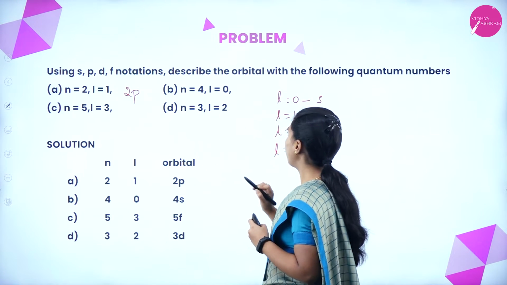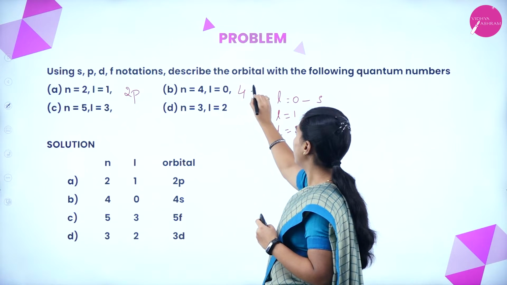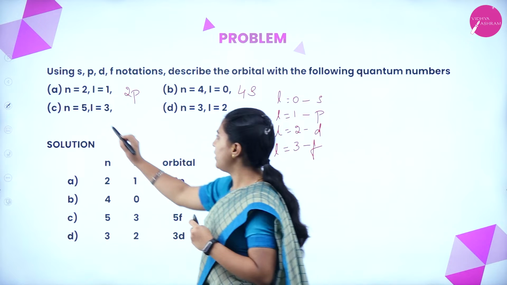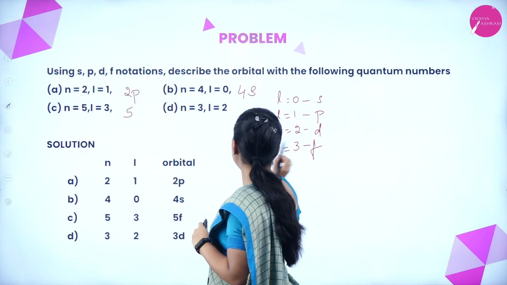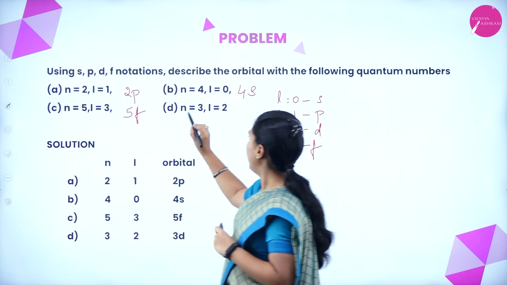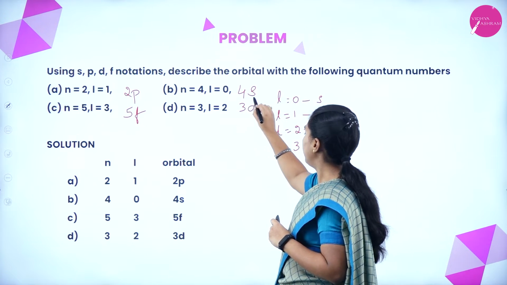N equals 4 means fourth orbital. L equals 0 means S. Likewise, N equals 5, fifth. L equals 3 means F. N equals 3 means 3. L equals 2 means D.